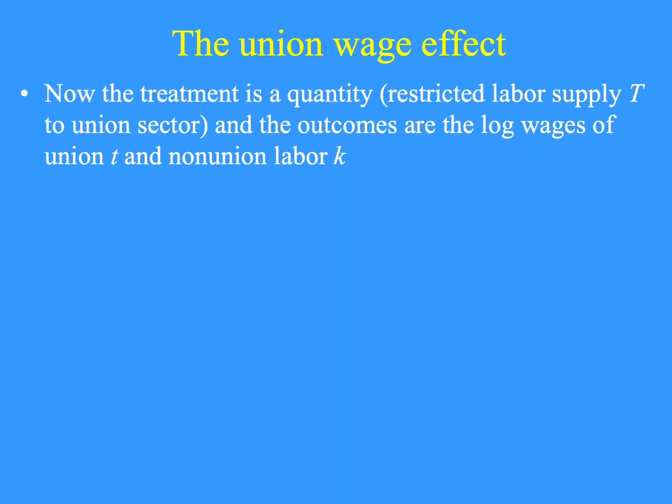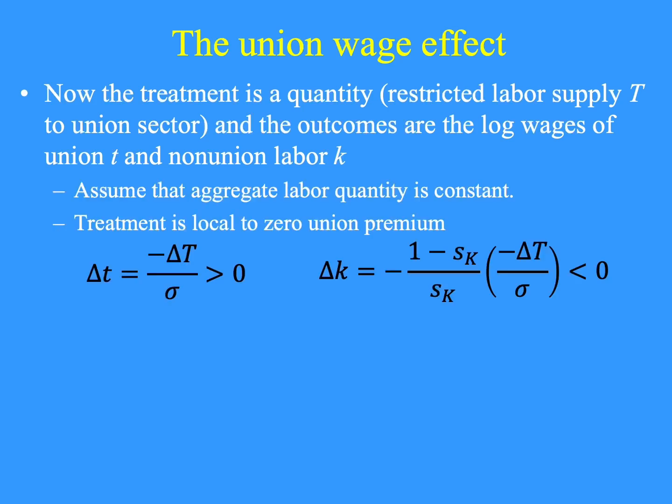Let's look at a few wage determination examples. The first is the union wage effect. The union is going to restrict the supply of labor to its part of the economy in order to increase wages there. The workers unable to be in that sector go to the other sector. That means delta T is negative. Delta K is positive and proportional to delta T because the non-union sector is absorbing the reduced T sector labor. The proportion is the relative shares of the two sectors. Local to a zero non-union premium, there is no aggregate output effect. That is the second-order property we saw in the excess burden chapter.